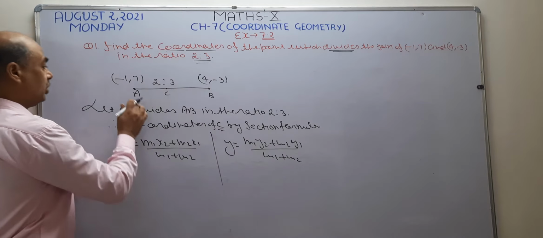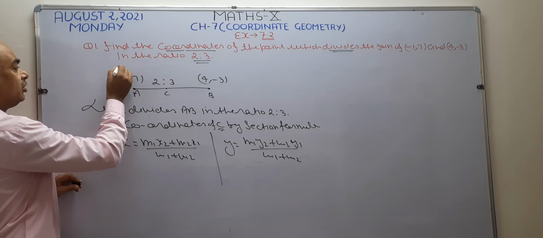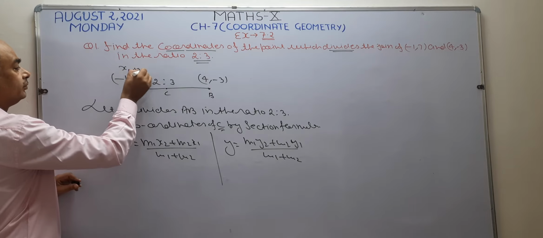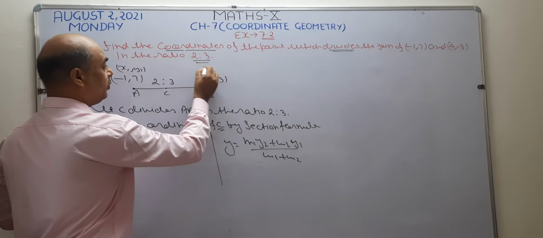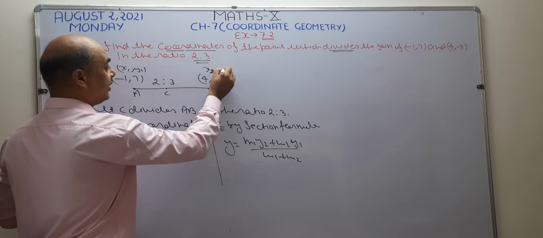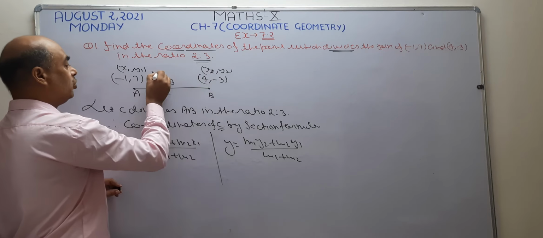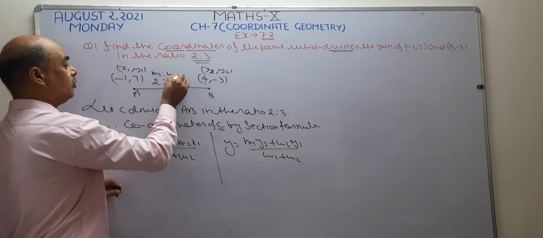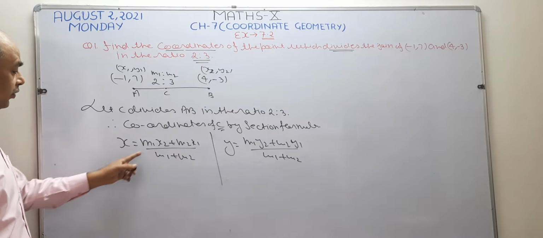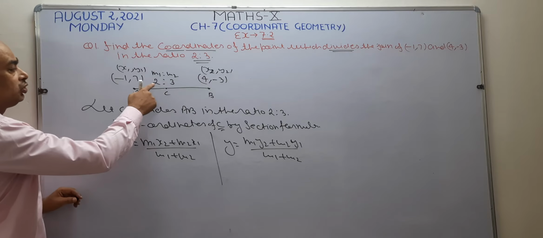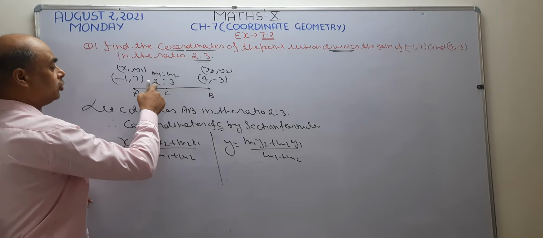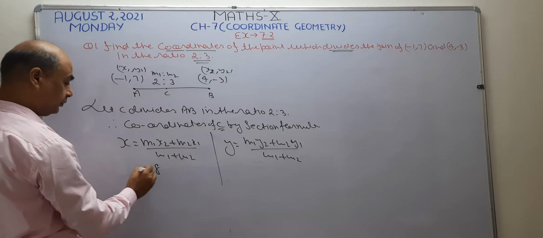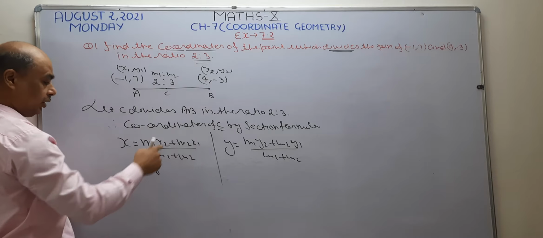Now see, the coordinates of A are known as x1, y1, and the coordinates of B are known as x2, y2. And this ratio is known as m1 ratio m2 according to the formula. Now, the formula says m1 x2. So this is your m1 and this is your x2. So 2 into 4 becomes 8. Is it clear? 2 into 4 equals 8.